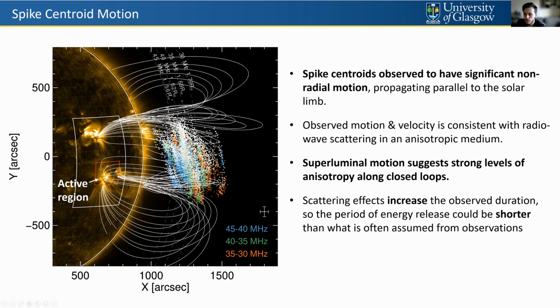And this is consistent with the PFSS extrapolation of extended post-reconnection closed loops likely formed within the CME wake. And this superluminal motion suggests that we have strong levels of anisotropy along closed loops, and the dominance of the scattering on these observations would only act to increase the observed time profile, which means that the period of energy release could actually be shorter than often assumed from observations alone.